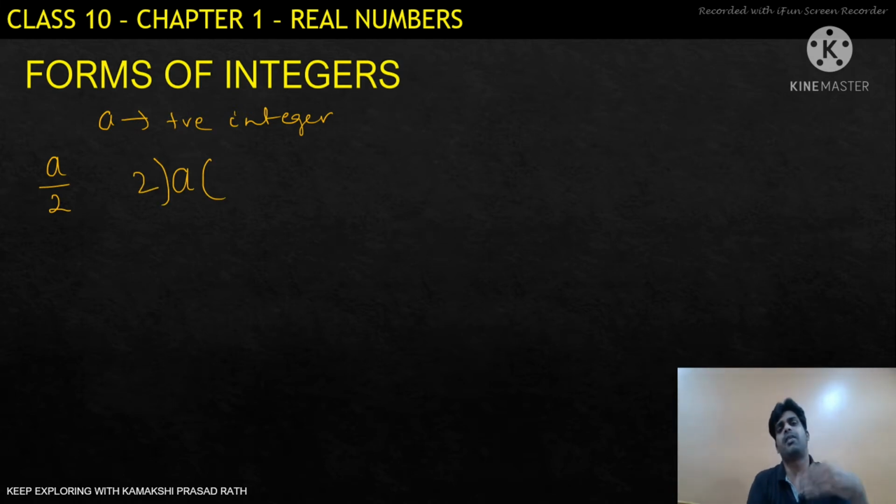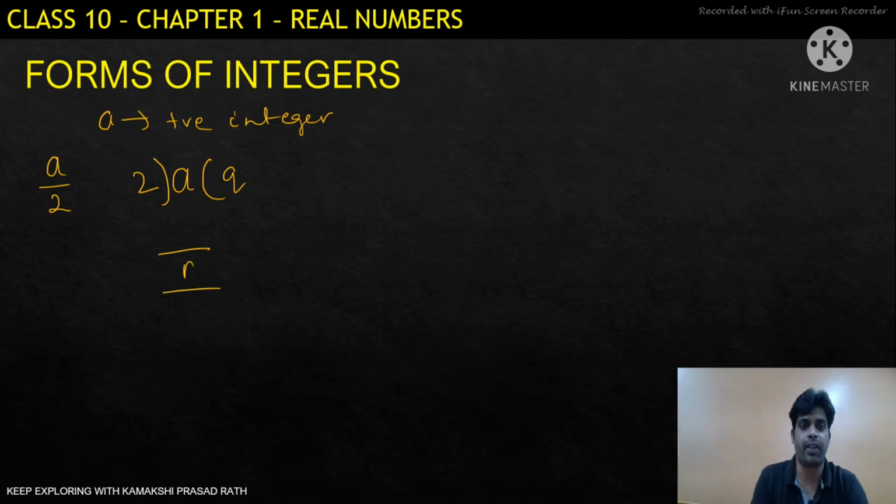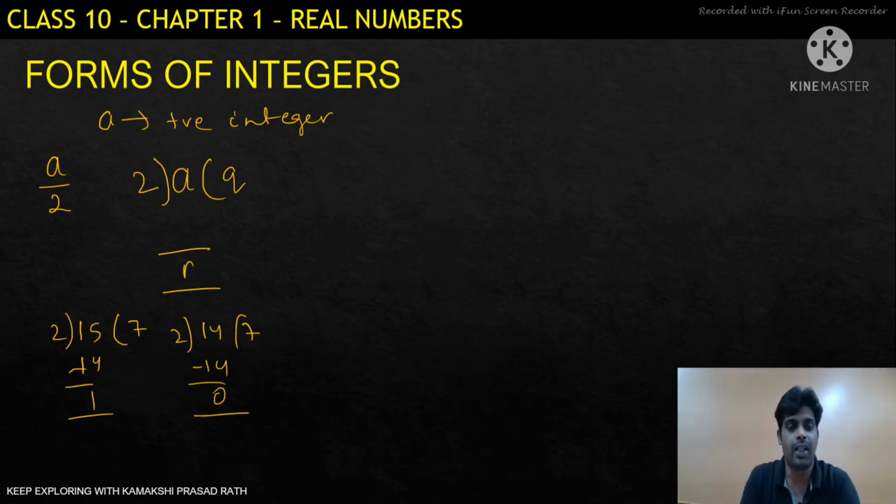When you divide some number by 2, there will be a quotient and there will be a remainder, no doubt. For example, we can take 15 divided by 2. 2 sevens are 14, we get a remainder, right? Or 14 divided by 2. 2 sevens are 14, remainder is 0. So whenever you divide any number by 2, we get a quotient and a remainder.